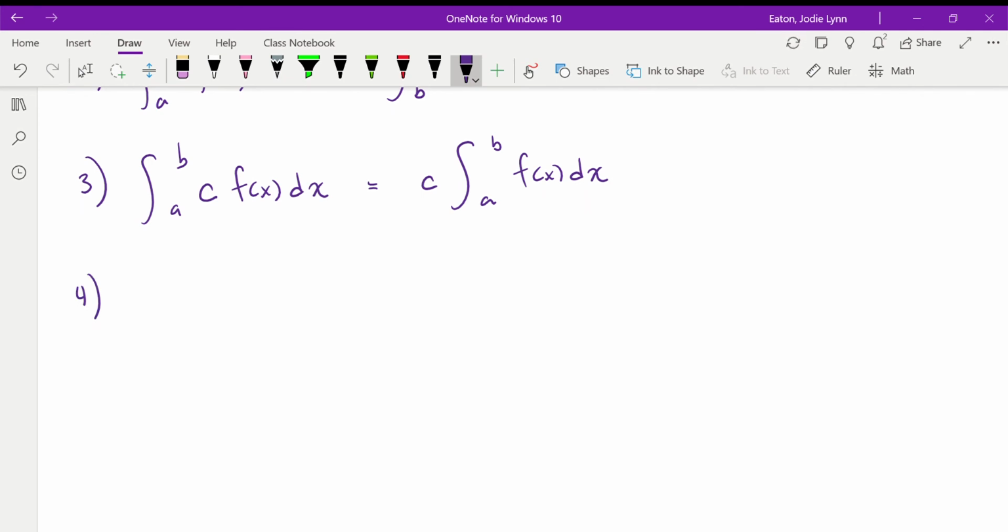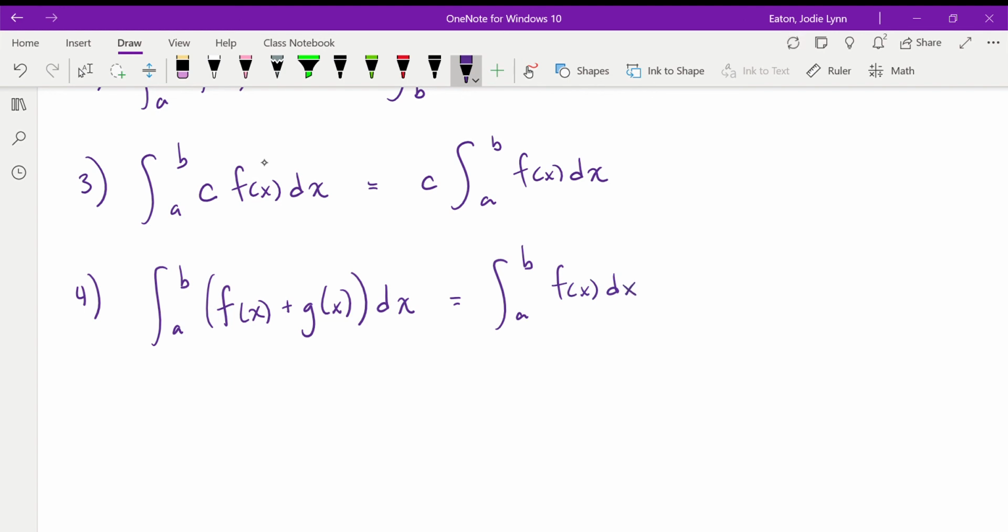The integral from a to b, just like with derivatives and with limits, of f of x plus g of x dx equals the integral from a to b of f of x dx plus the integral from a to b of g of x dx. So if you're integrating a sum, you can integrate each piece of your sum separately.